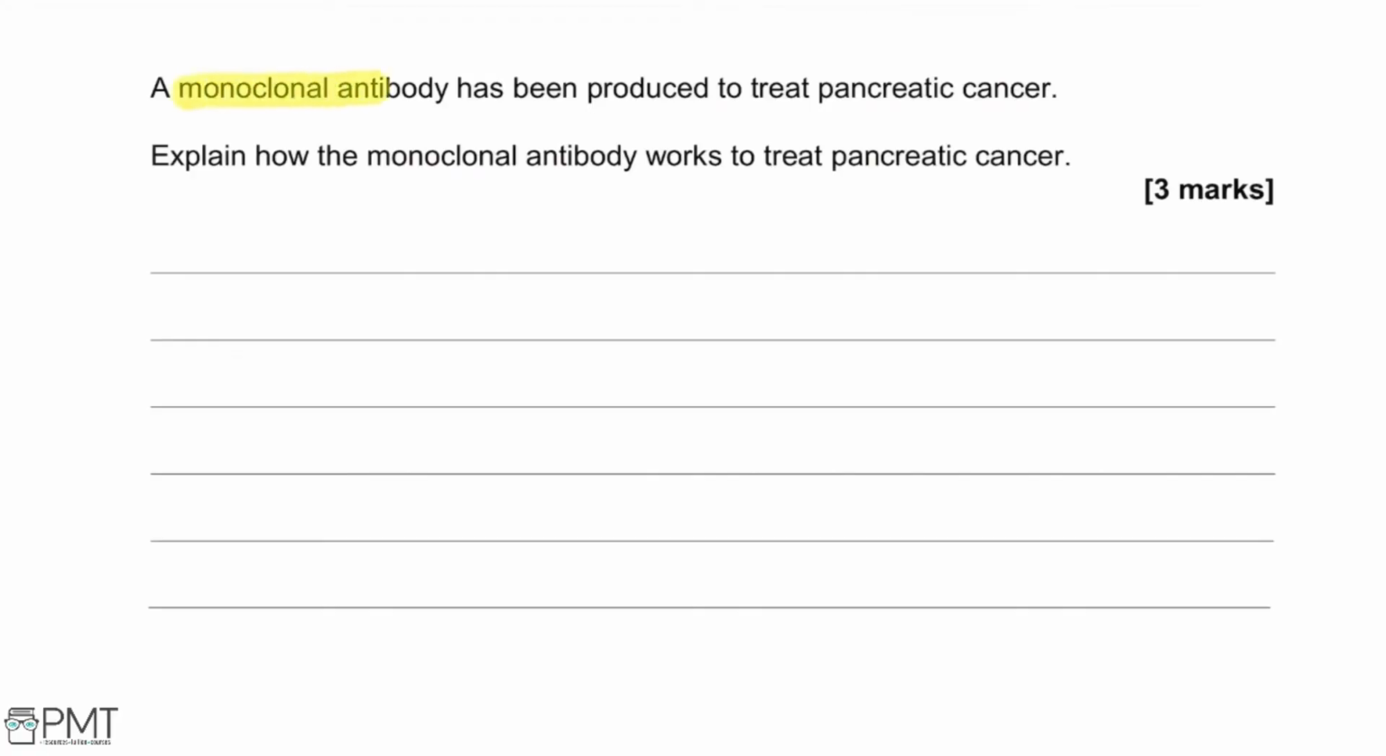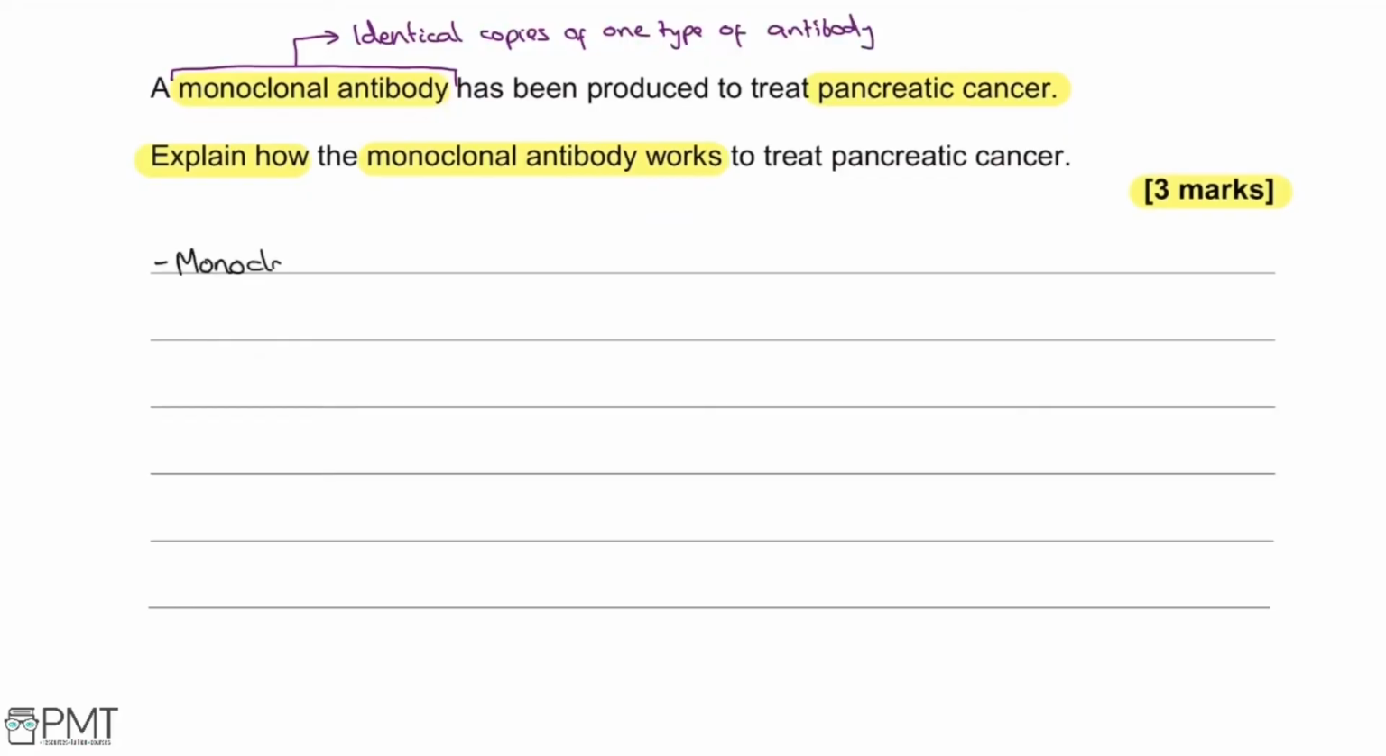A monoclonal antibody has been produced to treat pancreatic cancer. Explain how the monoclonal antibody works to treat pancreatic cancer. And this question is worth 3 marks. So let's recap. Monoclonal antibodies are identical copies of one type of antibody. So how do these work when treating the pancreatic cancer?